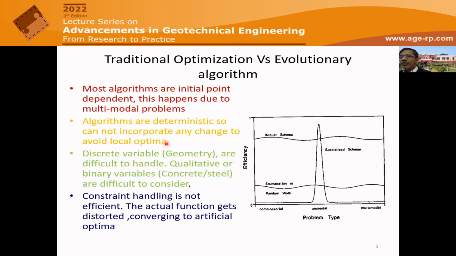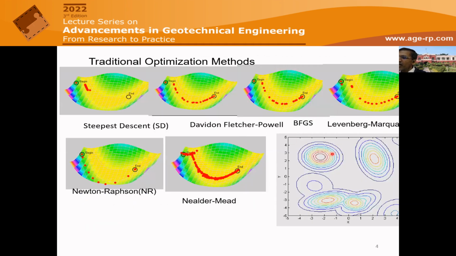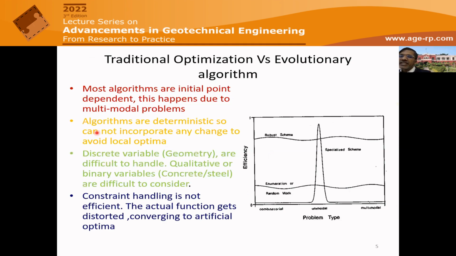So now, why do we need this evolutionary optimization or bio-inspired analysis? As I said, most of these algorithms are initial point dependent. This happens due to multimodality. This is called multimodal. Here is one optimum, here is one optimum, but this is the global optimum. Then the algorithms are deterministic. If you go to an optimization textbook, you'll see it is written: do this, follow the next step, and so on. These steps are so rigid, you cannot go beyond them.